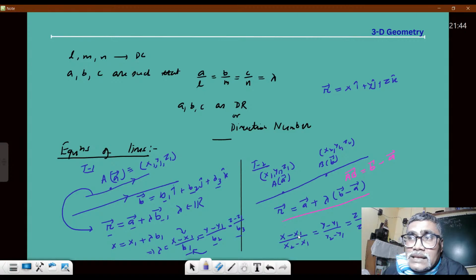Should we write x minus x1 in the numerator? What if I write x minus x2? Absolutely, there will be no problem. So if you want, you can write x2, y2, and z2 here as well. Your answer will be absolutely correct. Again, in the denominator also, if you don't write x2 minus x1, you want to write x1 minus x2, it will still do.